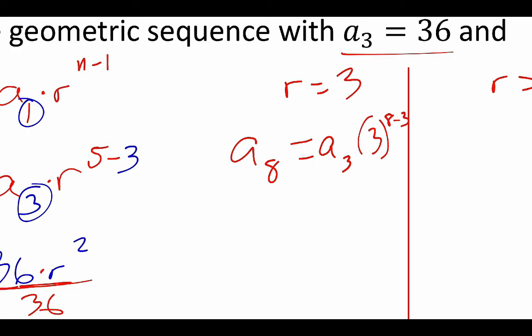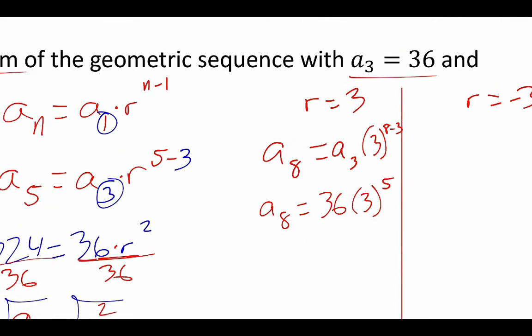Again, since we're not using the first term, we're using the third term, it's going to be 8 minus 3. Still don't know what a sub 8 is. That's what we're trying to find. A sub 3, 36, times 3 raised to the 8 minus 3 power. Again, that's to the fifth power.